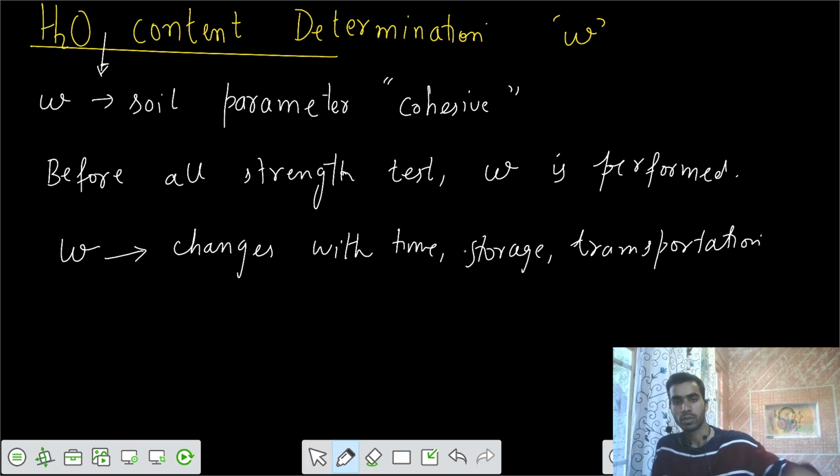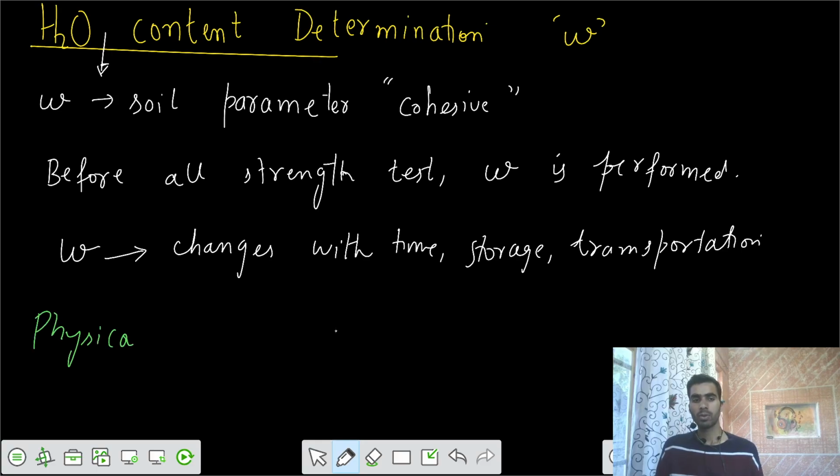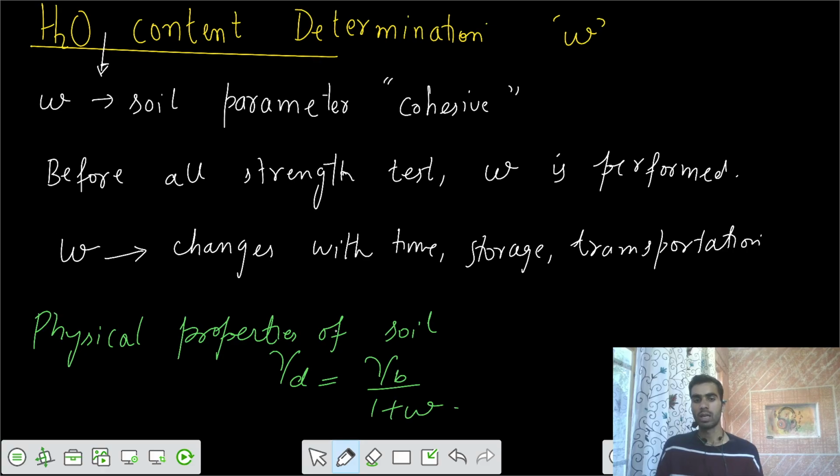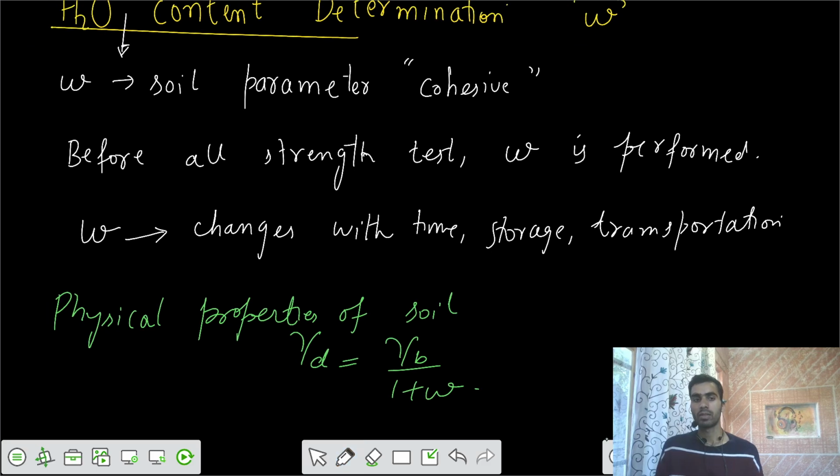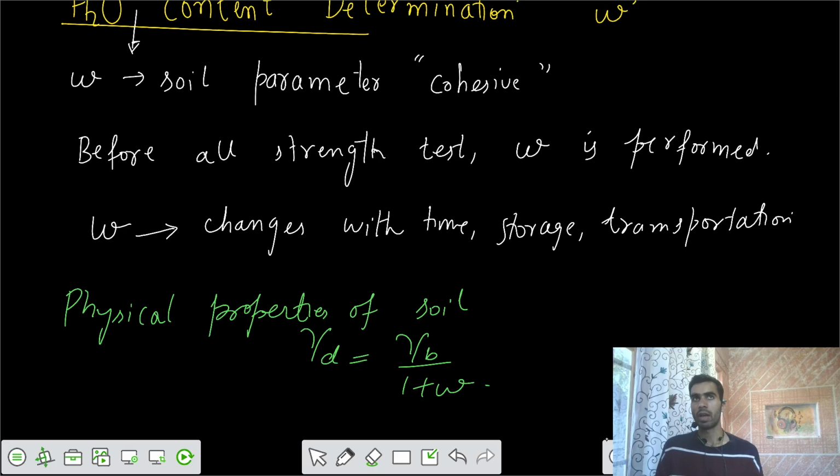And similarly, the physical properties of soil also depend on it. For example, you can convert from the bulk unit weight to get the dry unit weight of the soil if you know the water content of the soil. So similarly, all other properties are also calculated once we have calculated the water content first.